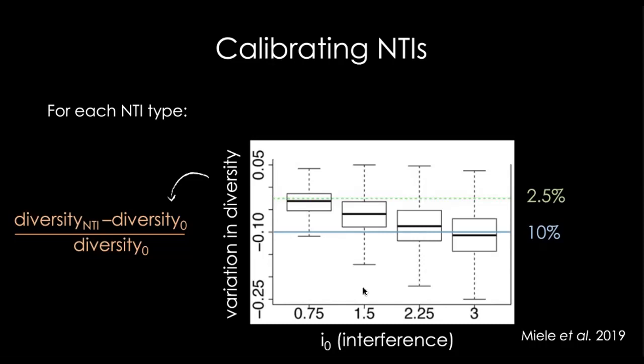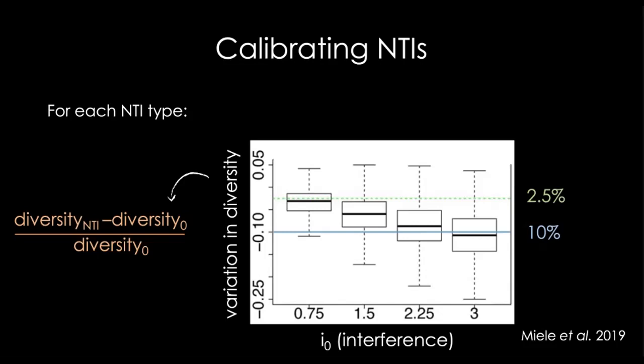So we run simulations with different intensity of each of the non-trophic interactions. Here it's interference, and we define the range of values that we're going to use as an effect of 2.5 versus 10% on species diversity. And we do that for each non-trophic interaction. This means that in this case, for interference, it's 0.75 to 3, but for other interaction types, it might be 10 to 100. So you have completely different values for each of the non-trophic interactions, but you know that they have that limited effect on species diversity.